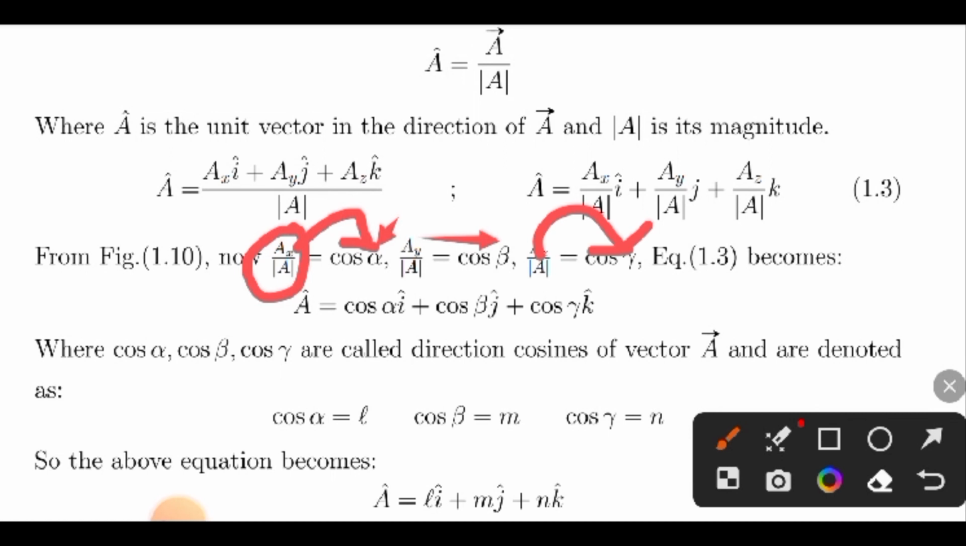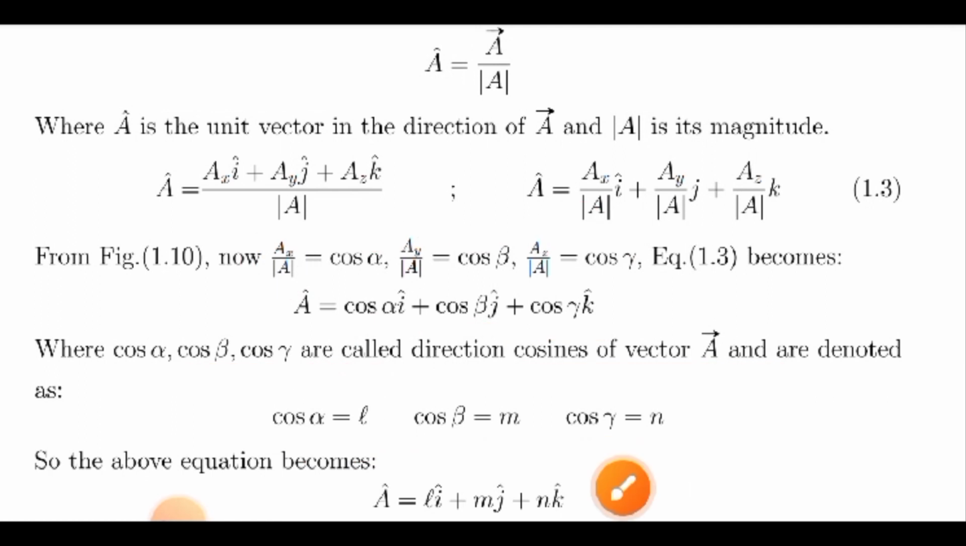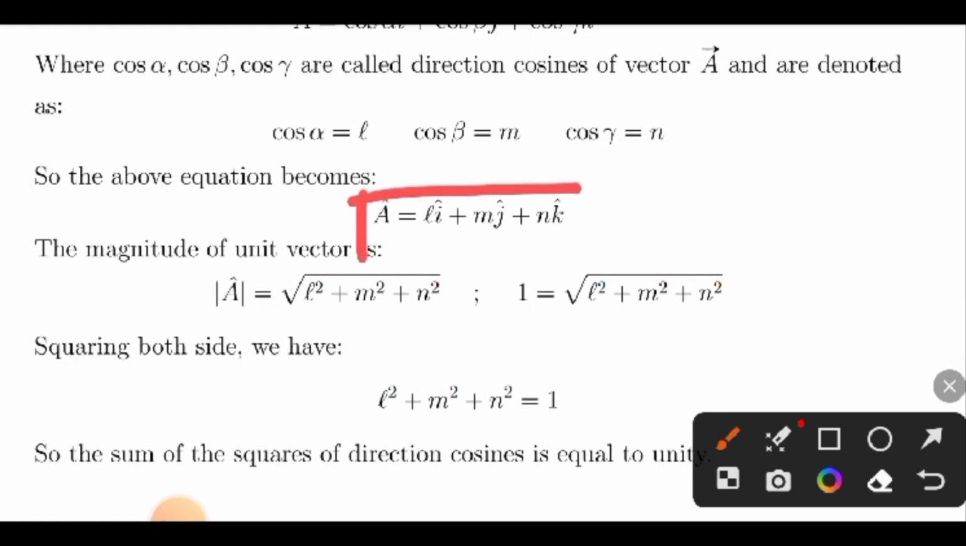If we replace these values by these factors, we can express the unit vector A as cos alpha i plus cos beta j plus cos gamma k, whereas cos alpha, cos beta, and cos gamma are called the direction cosines of this vector A. And if we replace these direction cosines with some letters, like cos alpha by L, cos beta by M, and cos gamma by N, then the unit vector A is written as L into i plus M into j plus N into k.